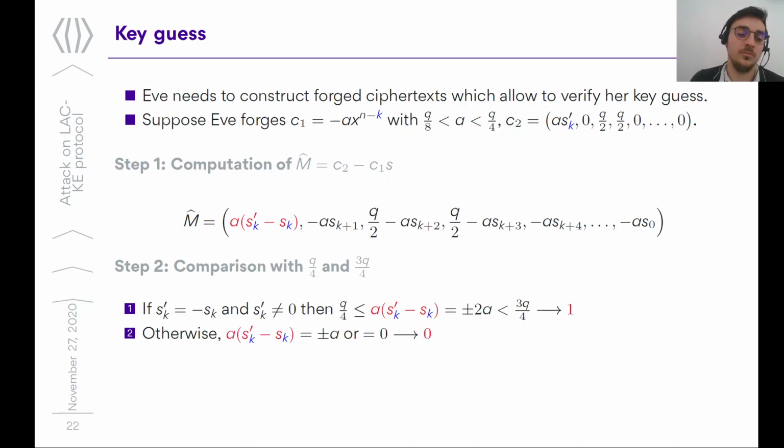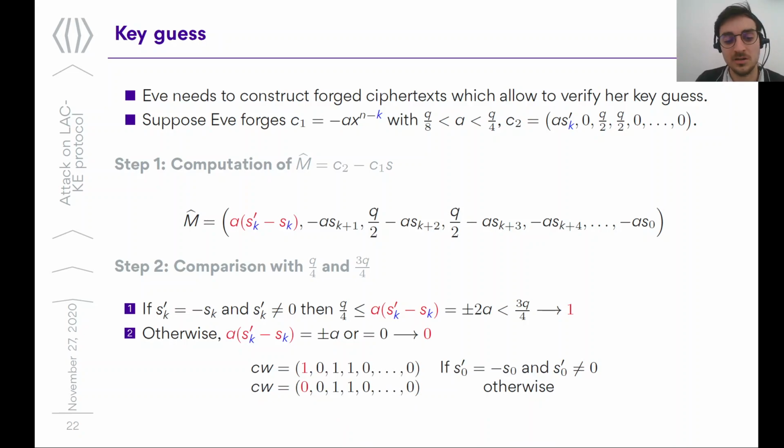If we do the wrong key guess, a times (s'k minus sk) is equal to plus or minus a or 0, which always gives a 0. So Alice obtains a code word with a 1 at the first coefficient only if we did the good key guess, and otherwise she obtains a code word with a 0 at the first coordinate.